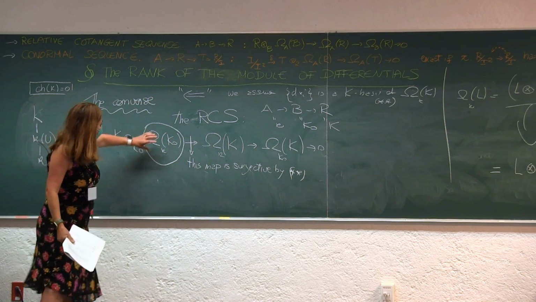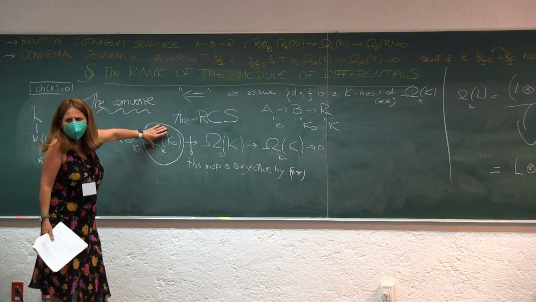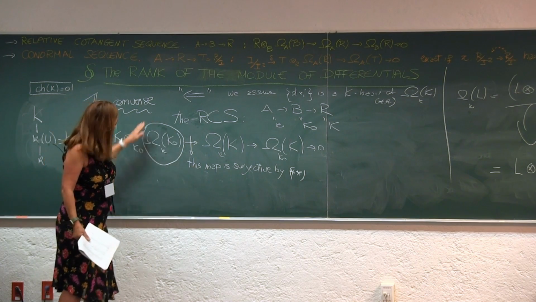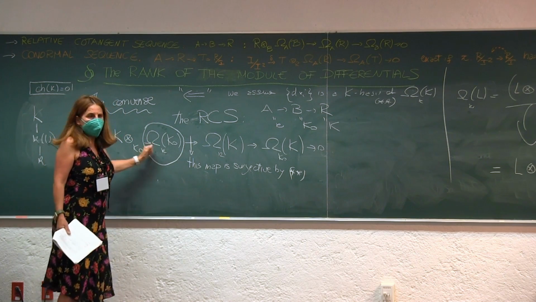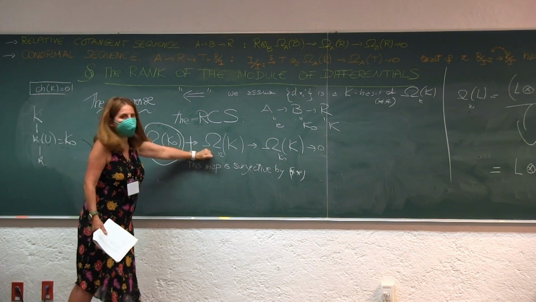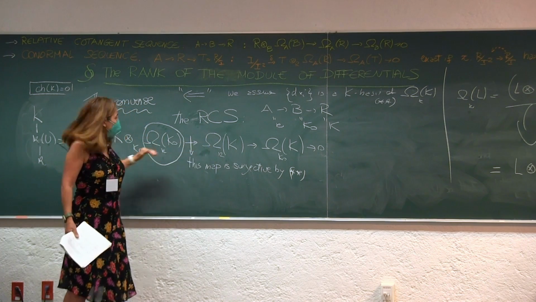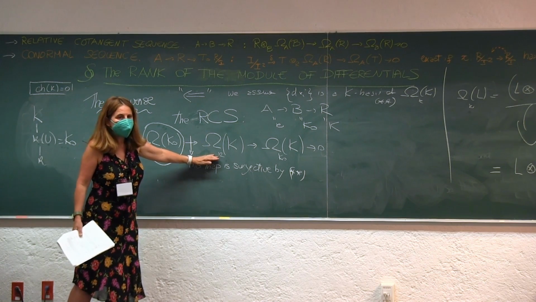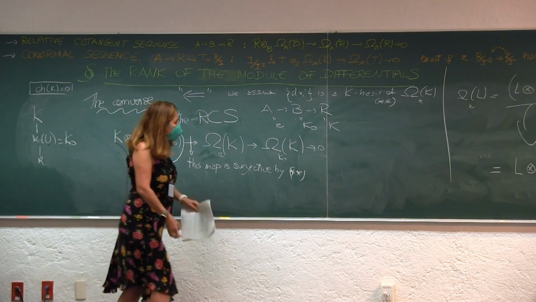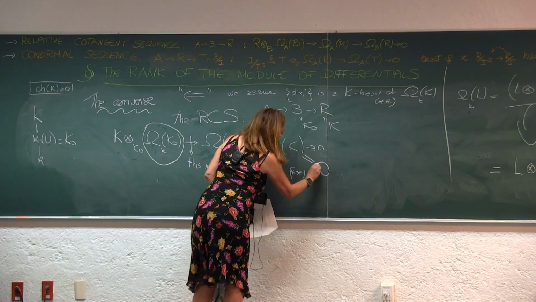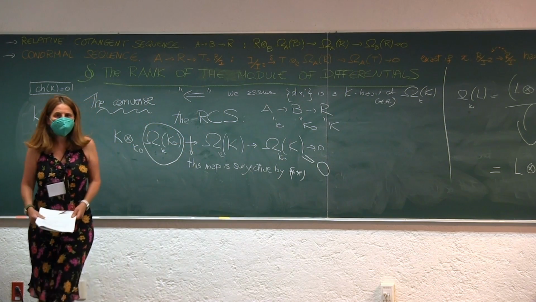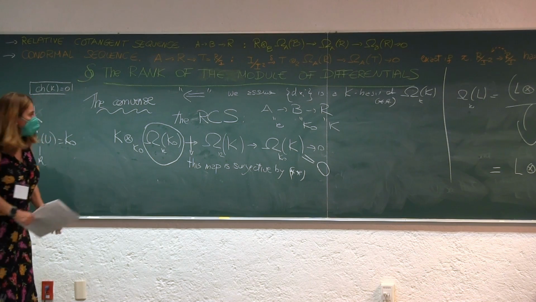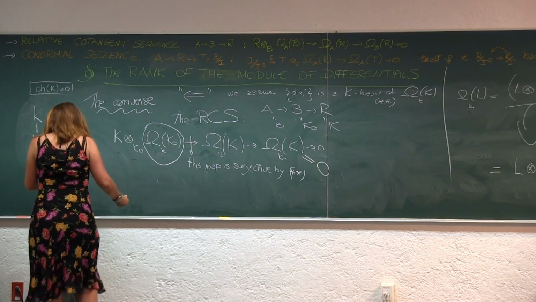I mean, I don't even care that this dxi form a basis of this. I don't care. The point is that dxi live here. And you tensor with k, and you get a basis here. So this is definitely surjective. Okay? That's all I care. But this tells me that this guy is 0.